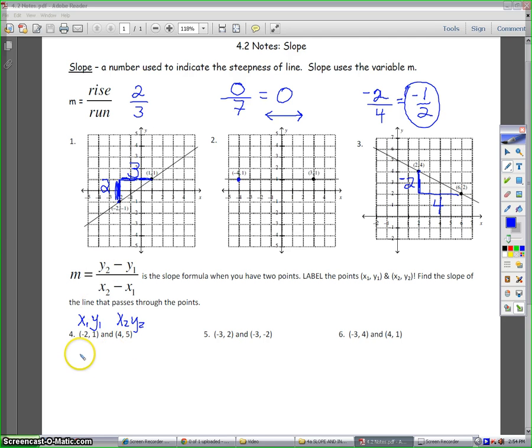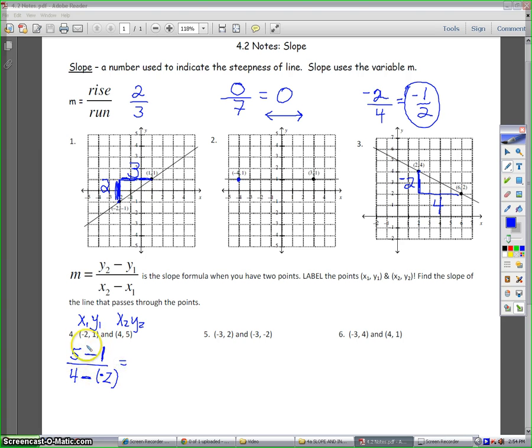So my y2 I've labeled 5 minus, and y1 I've labeled 1. That minus sign is a part of the formula. One of the biggest mistakes is people leave them off, so please make sure you do put your minus sign in there. Divided by x2 is 4 minus, and then my x1 is negative 2. So I'm going to put that in parentheses to separate the minus sign from the negative sign.